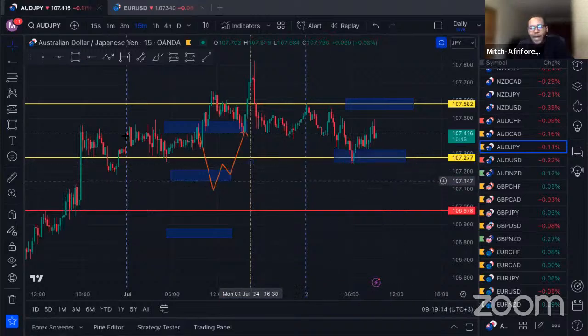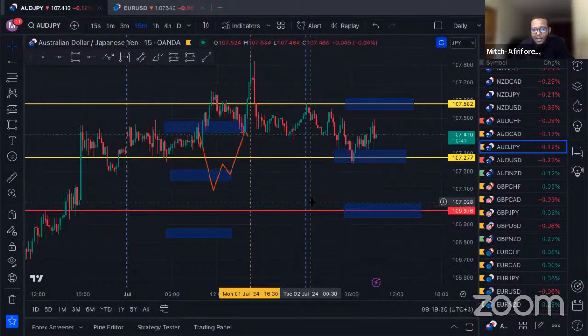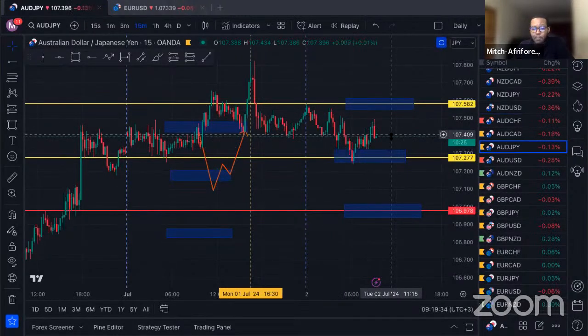Still looking for those buying opportunities. But we know as long as we're holding above this red support and resistance area, our bias should still be to look for buying opportunities. So one thing we're going to see is if we can get the price coming in a bit lower, potentially looking for a buying opportunity within the bias area. You can see where the price is right now. We're directly in the middle of the range.